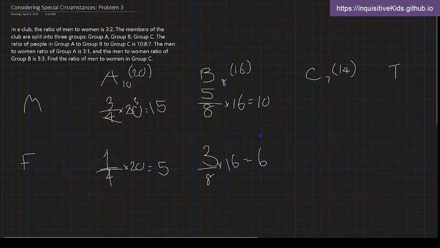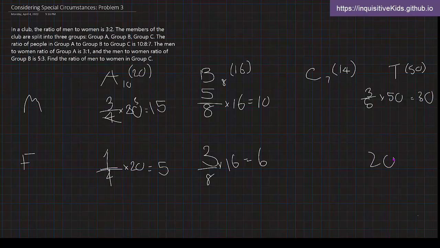All right, so if I know that in each of these groups there are 20 people, 16 people, and 14 people added together, I know that there are 50 people in total. So we already know that the ratio of men to women is 3 to 2. So in total, how many men are there? If it's 3 to 2, 3 out of those 5 parts are men. So we get 30 men in total.